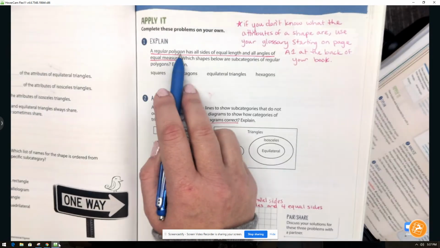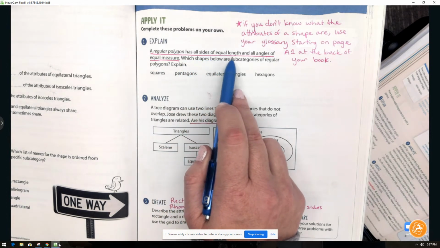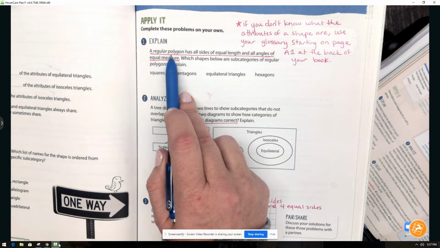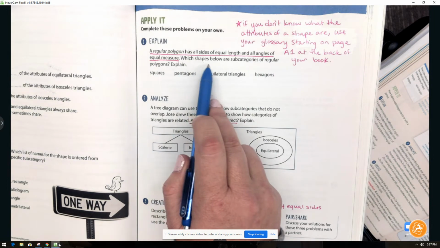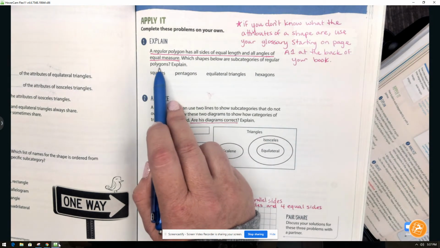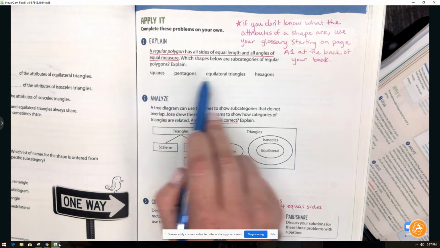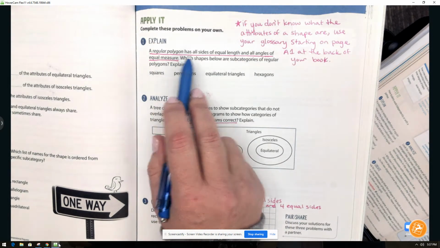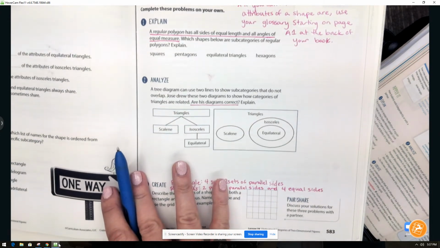Number 1 says this: a regular polygon has all sides of equal length and all angles of equal measure. So regular polygons have equal sides and equal angles. Which shapes below are subcategories of regular polygons? Explain. So you want to tell me which of these shapes, you'll circle the shapes and then tell me why, but which of the shapes have all equal sides and all equal angles?